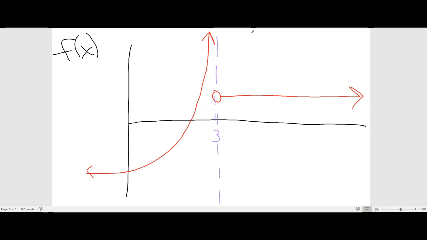This function does have a vertical asymptote at x equals 3, but only one of the one-sided limits approaches infinity. However, it still fits all the characteristics of what a vertical asymptote is, right? The function doesn't cross or touch the vertical line x equals 3, which makes it a vertical asymptote.